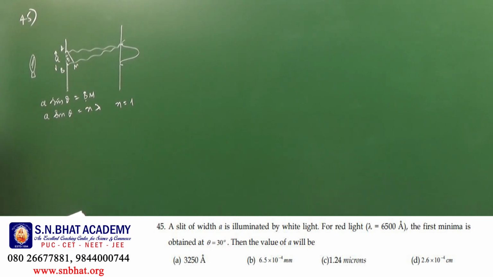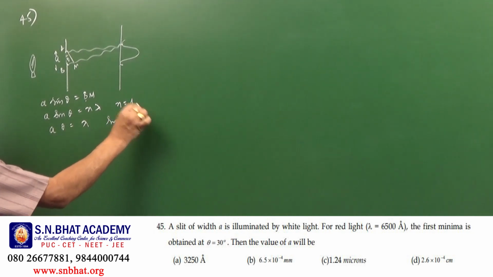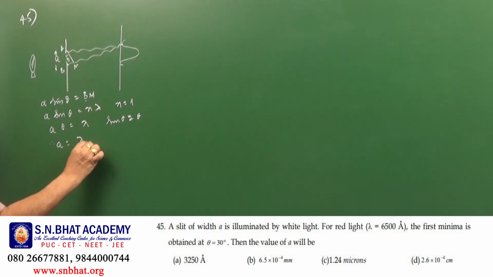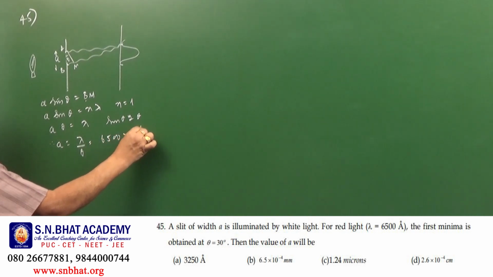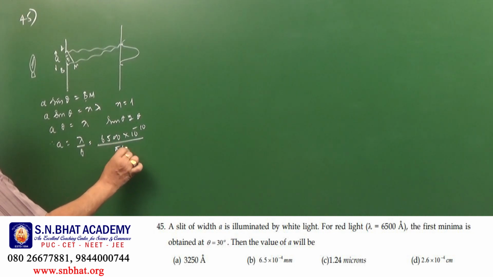Now the question he is asking is the slit width. Remember, since this angle is small, you can approximate sin theta to be equal to theta, and it is lambda. Because when theta is very small, sin theta is approximately equal to theta. Therefore, your A is equal to lambda by theta. Lambda he has given as 6500 angstroms, 10 to the power minus 10, whole divided by theta, which is given to be 30 degree. 30 degree, now you convert it into radian, and that comes out to be pi by 6, if you convert it into radian.